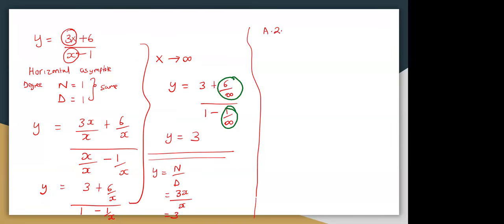Activity number 2. Always identify the kind of powers you have. Does it need me to use this approach, or does it need me to use the other approach? Because it will always depend. It depends. So I have here y equals x squared out of x squared minus 1.